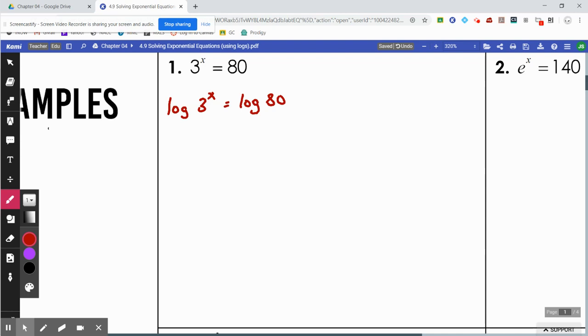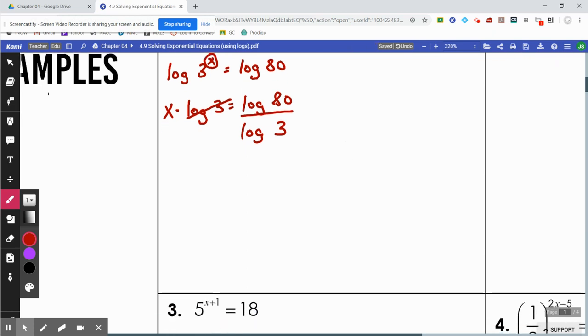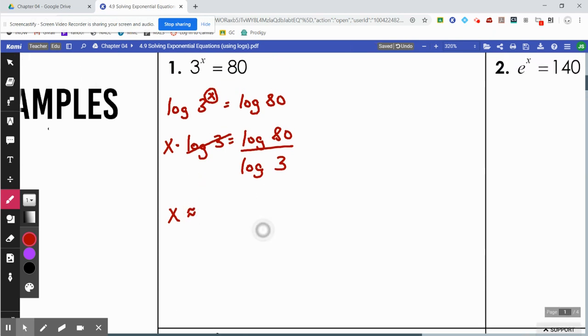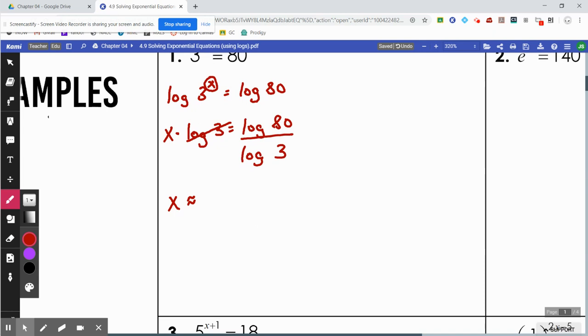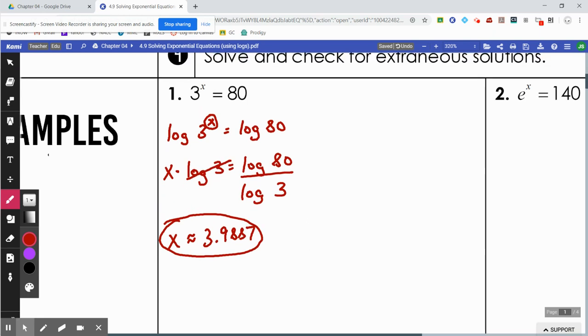You're going to use your power rule to take this x down front. So that'd be x times the log of 3 equals the log of 80. Since these are being multiplied, you're now going to move this over by dividing, and you're done. x is equal to the log of 80 divided by the log of 3, and you can type that straight into your calculator, and you're going to get an approximate value for x. Now, we knew that 3 to the fourth was 81, so this should be a little bit smaller than 4. You get about 3.9887.